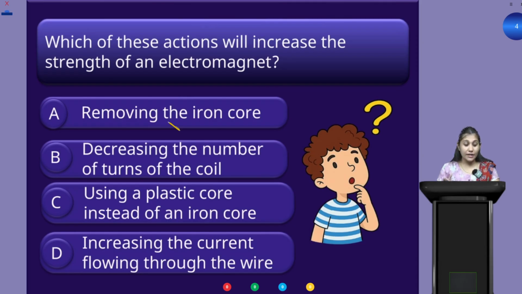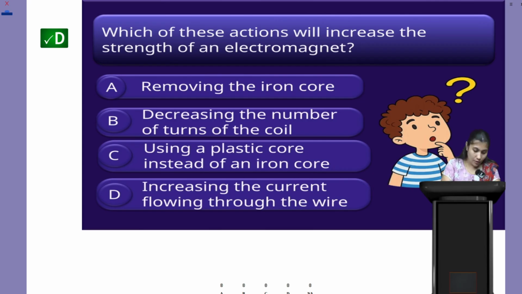We have studied how we can increase the strength of the electromagnet. So your time's up. I can see many of you have given the correct option. Very good. That means you are observing the class with concentration. Okay, so the correct option is option D.